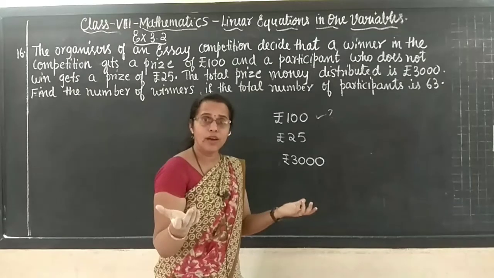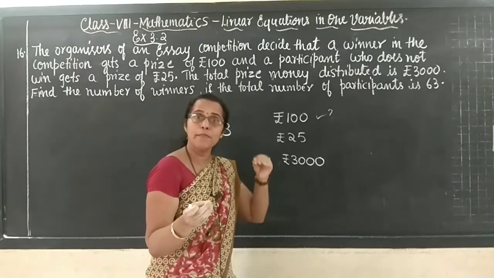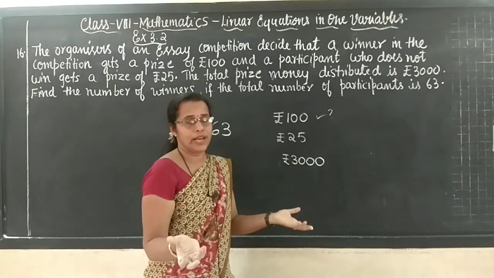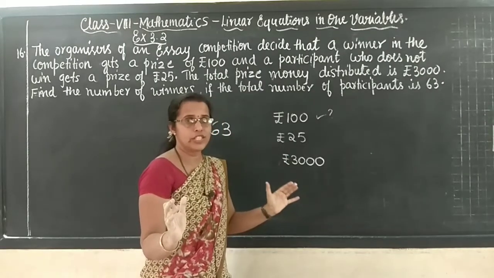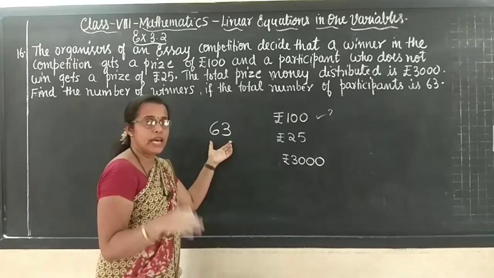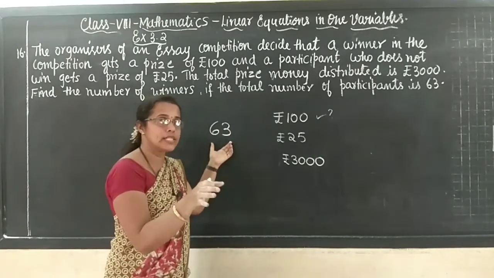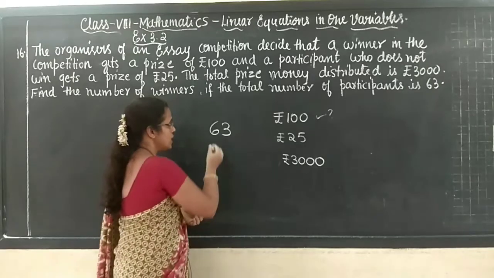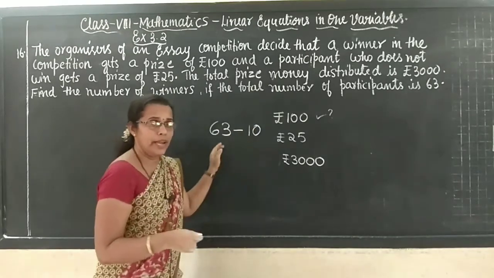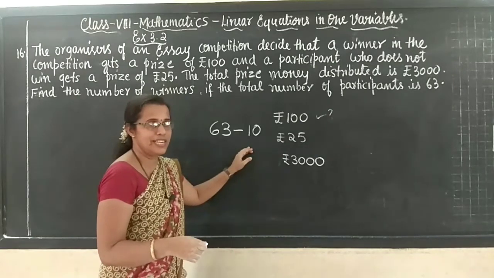But in that, are all winners, children? No. Some are winners. Others won't get any prize. They are the participants. Okay, children. So now 63 is the total number of participants. In that, some are winners. Think 10 are winners. If you subtract that, the remaining participants you will get, children.